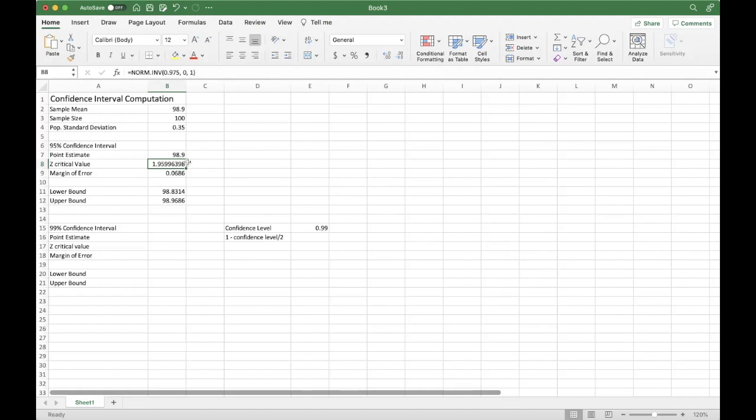So what we can do to find that, remember that our norm inverse gives us the probability of falling below this value, right? By definition, it gives us the value such that the probability of falling below that value is whatever we put here. And our mean and standard deviation are 0 and 1, because they are a standard normal random variable, right? So here, the value that we're looking at is 1 minus the confidence level divided in half.